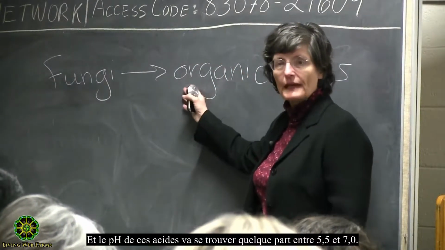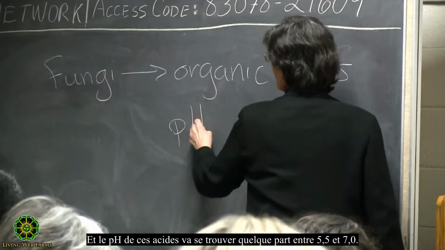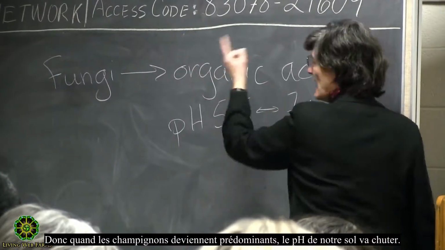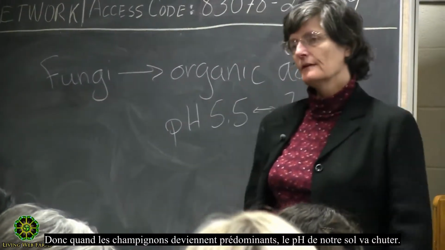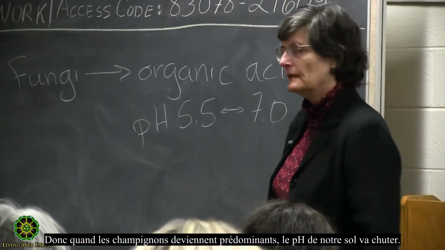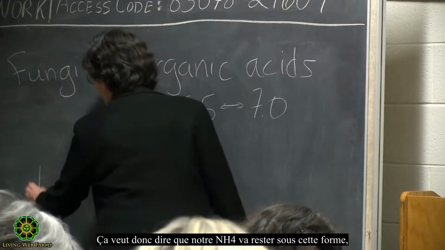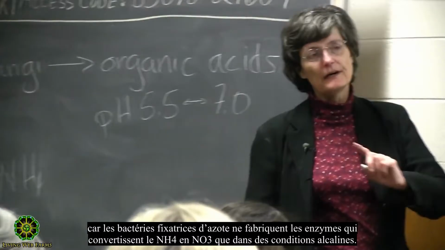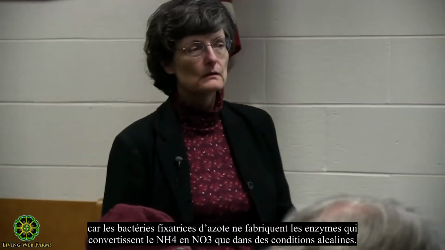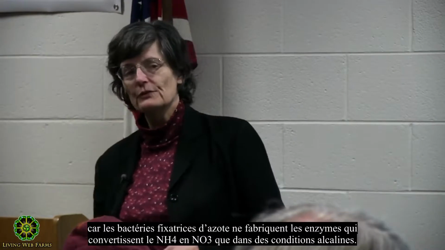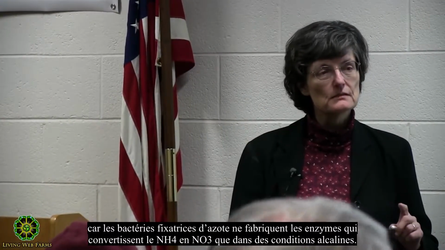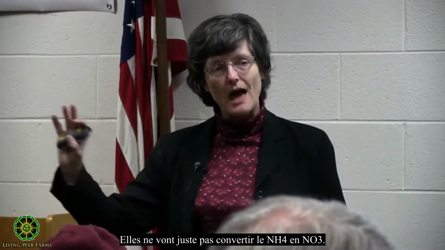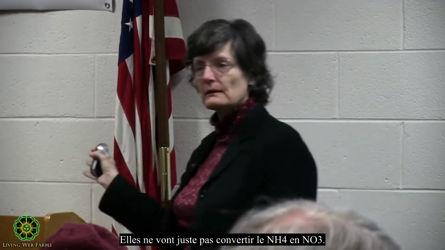And the pH on these organic acids is going to be somewhere between 5.5 and 7. So as the fungi become predominant, the pH of our soil is going to drop. And that means our NH4 is going to stay NH4, because the nitrifying bacteria only make the enzymes to convert NH4 into NO3 under alkaline conditions. The nitrifying bacteria are still perfectly happy. They're living, they're growing. They're just not going to convert NH4 into NO3.